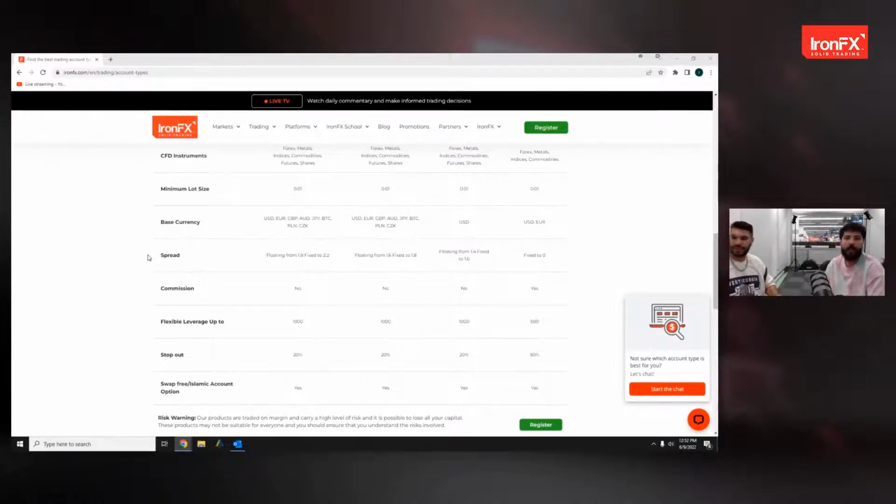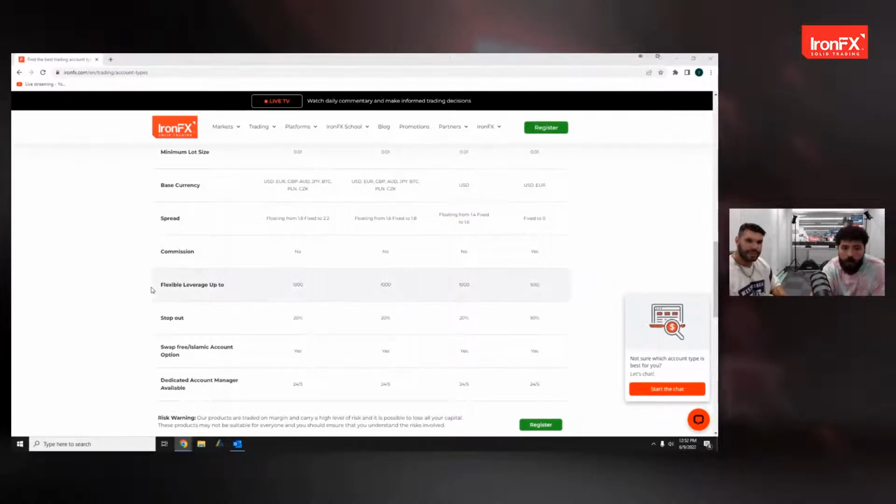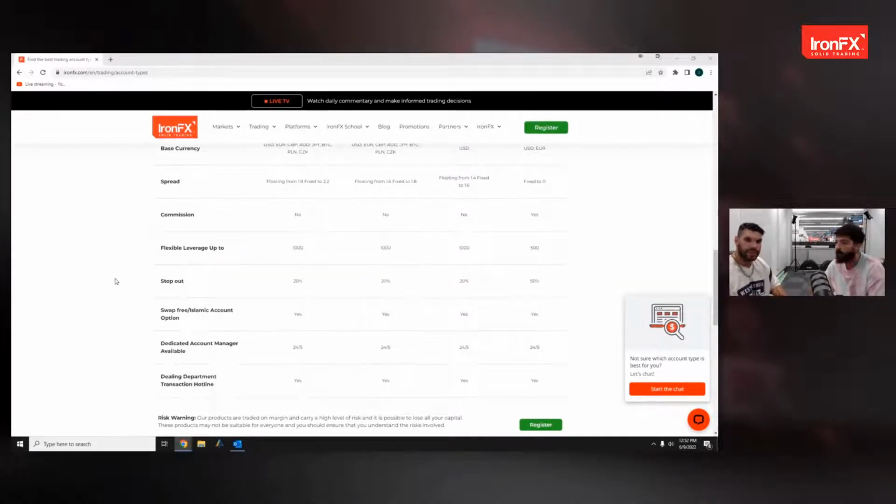PLN, and the CZK. Now, we've got the spread, which is floating from 1.8 fixed to 2.2. And, of course, the commission. The flexible leverage can go up to 1,000, and the stop out is up to 20%.